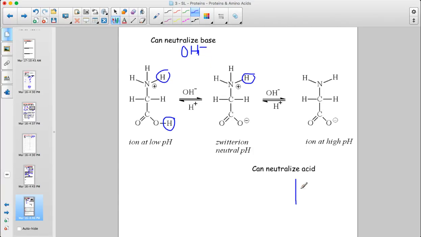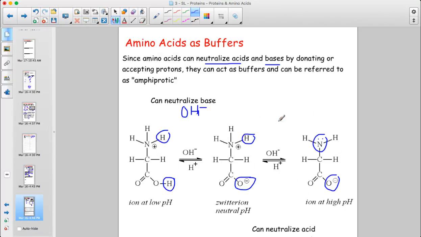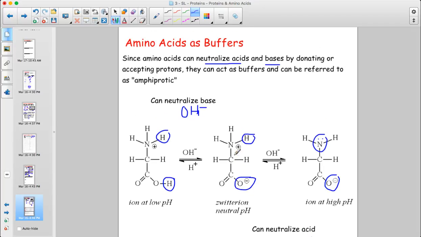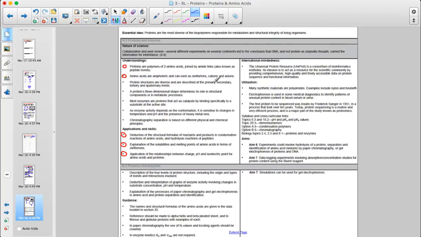If you add acid to an amino acid, well, it can react with the carboxylate ion in that form. And if you're looking at a high pH, then it can react with either the nitrogen here or this carboxylate here. So because amino acids contain both acidic and basic functional groups, they can neutralize both acids and bases to a small extent, so they act as buffers.